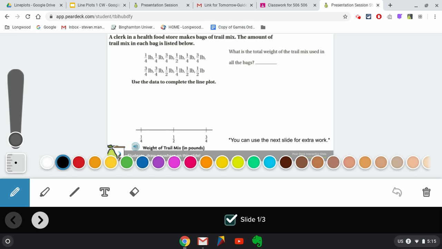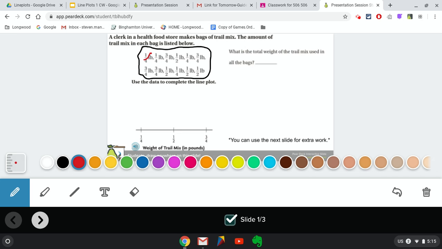So we have our fractions at the bottom, 1/4, 1/2, 3/4, and it's labeled for us. All we have to do is put an X for each number that's in our data set. Remember, a data set is just a listing of numbers or a group of numbers. So we're going to use that and place them on our chart, putting an X for each number in my data chart.